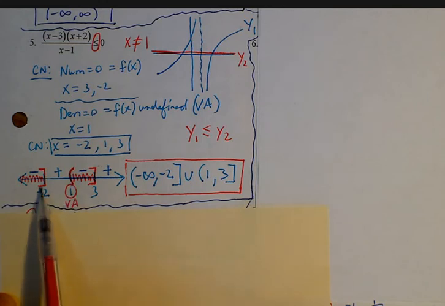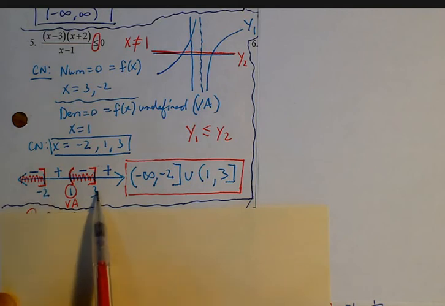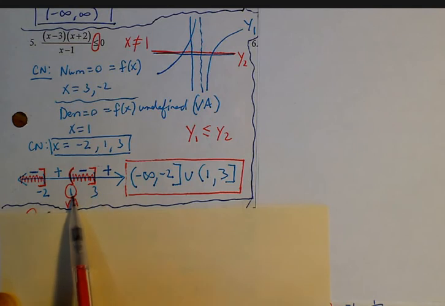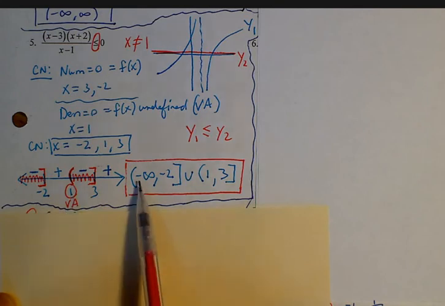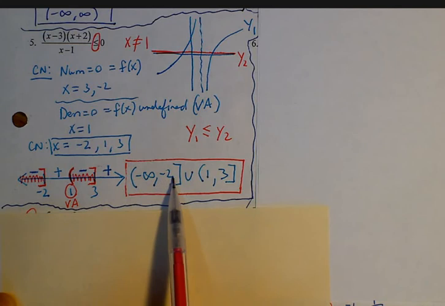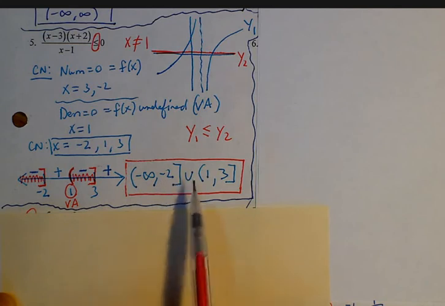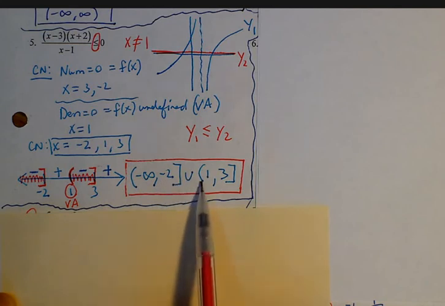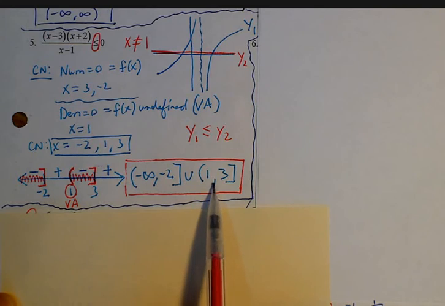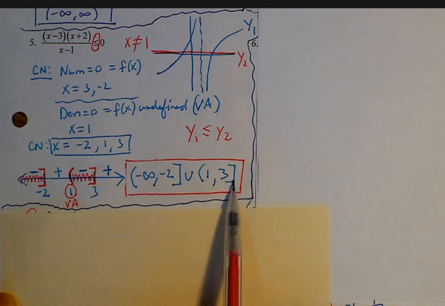So you know that you cannot include that. So it can be negative 2 because that'll make the 0 in the numerator, which is okay. And 3 is also fine because that'll make it 0 in the numerator. However, you can't have 0 in the denominator, so you have to exclude 1. So my final answer is negative infinity to negative 2, bracket, and then union. At 1, it's a parenthesis, not a bracket, comma, 3, and then a bracket.